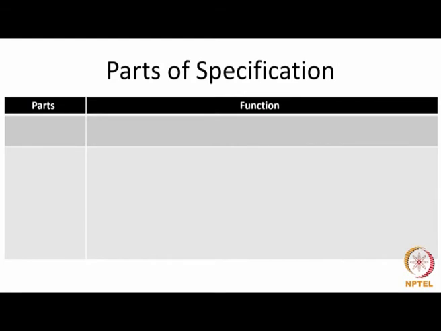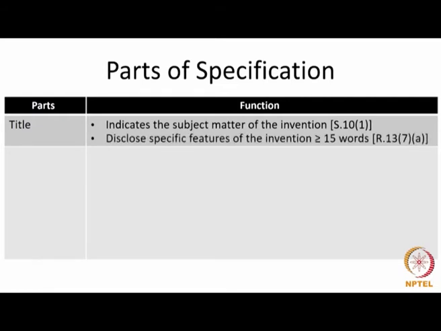Now let us look at the parts of a specification. The title performs the function of indicating the subject matter of the invention and disclosing the specific features of the invention in not more than 15 words. So you can see the section and the relevant provisions.